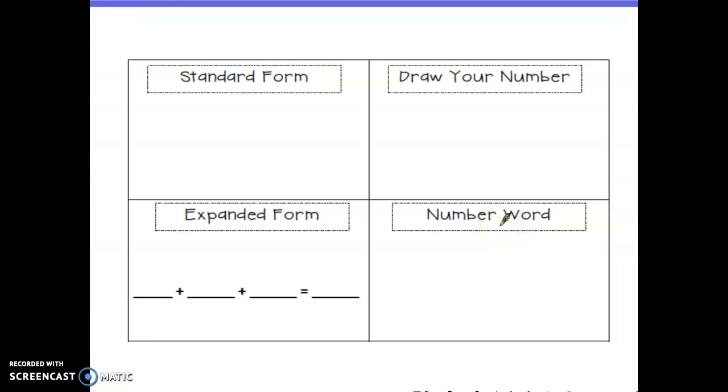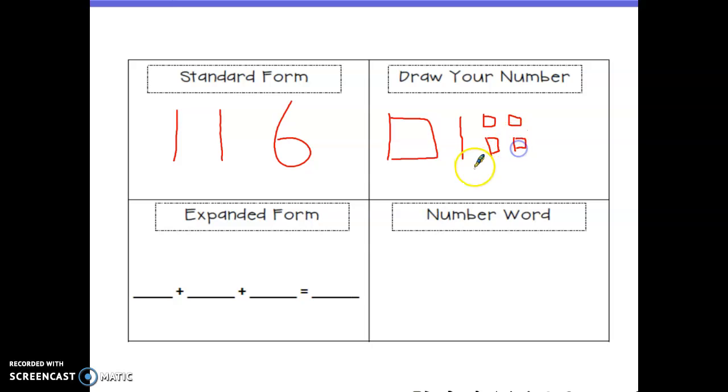Let's work on this together. My number is 116. So I write that in standard form using the digits for 116. I am going to draw my number. I will need 100. I will need 10. And I will need 6 ones. 1, 2, 3, 4, 5, 6. Your work does not have to be perfect as long as I can understand it.